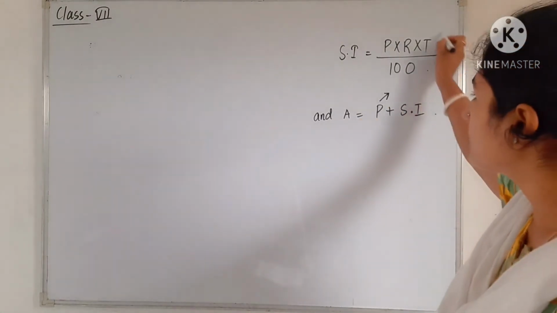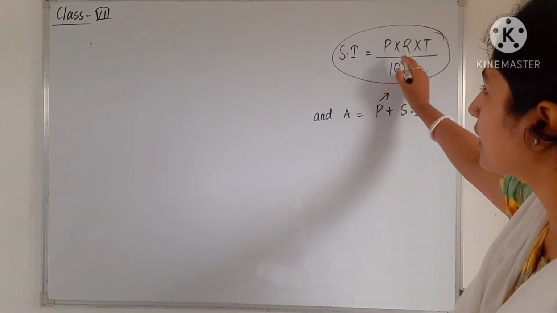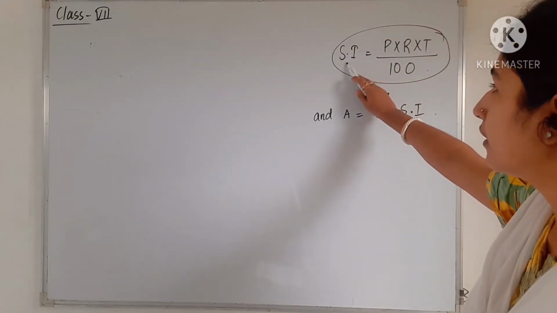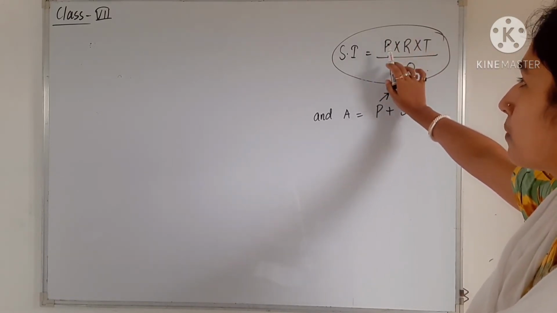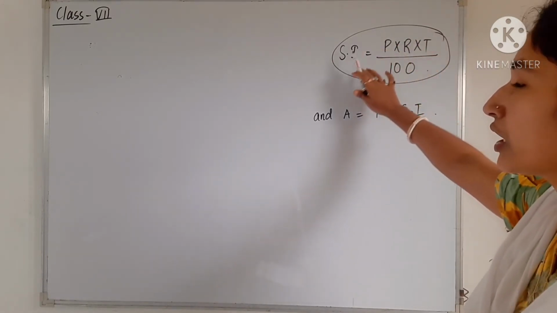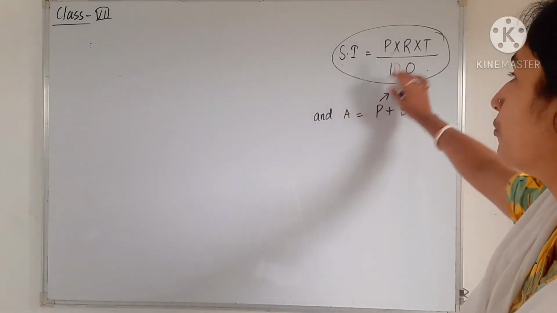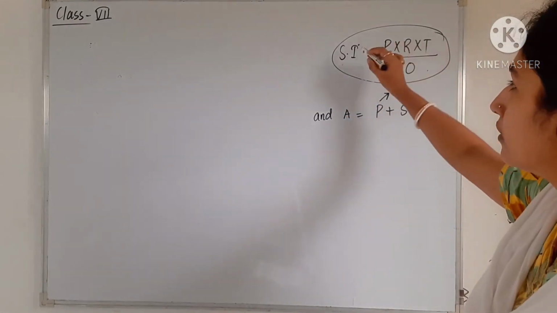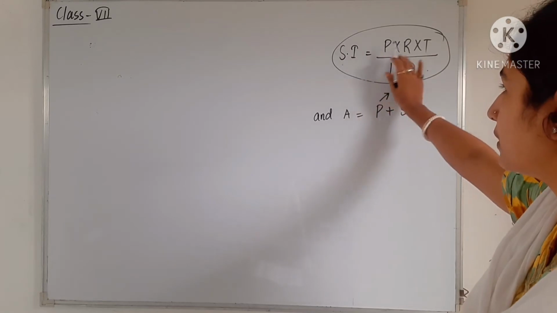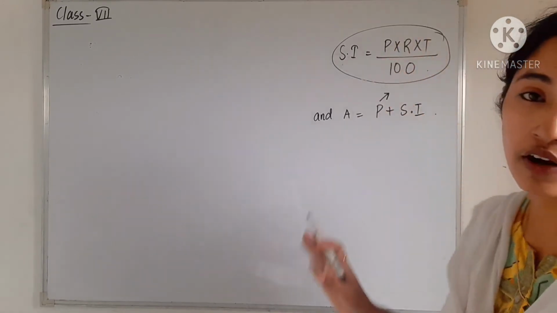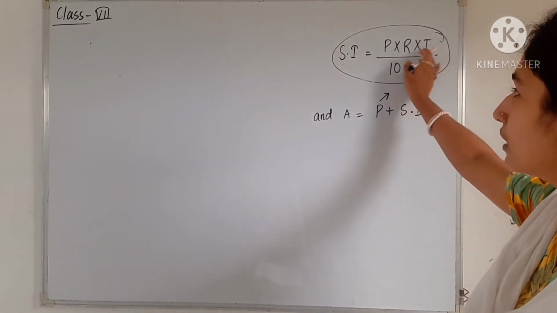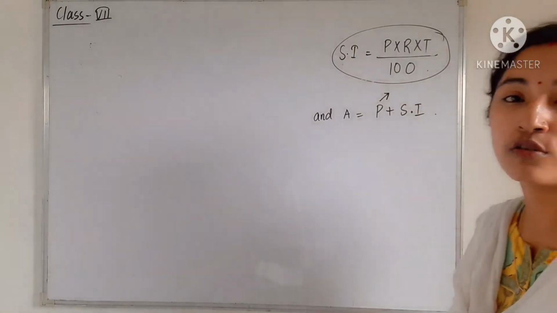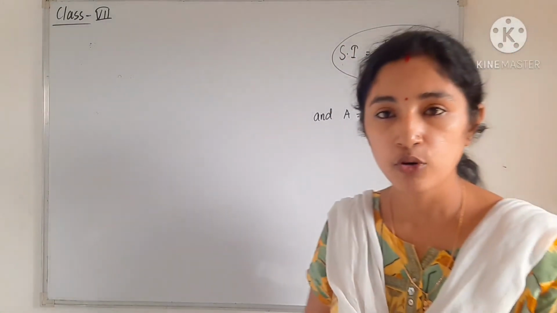From this relation, from this equation, we can easily find SI if all the given information is there in the question. Suppose P, R, T are all given, then we can easily find SI. And if R is not given, but SI, P and T are given, then we can also find the value of R. Similarly, if the time period is not given and the remaining are given, then we can also find it. This type of question will come.